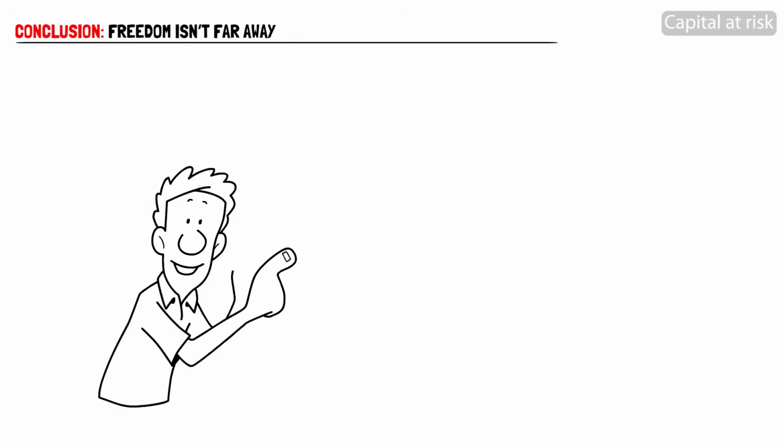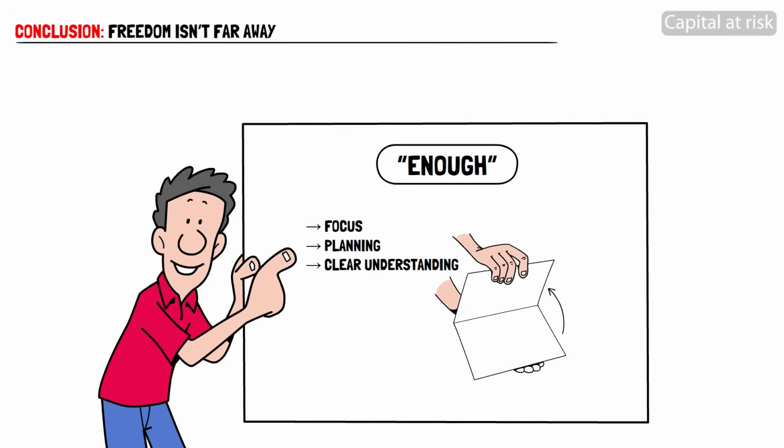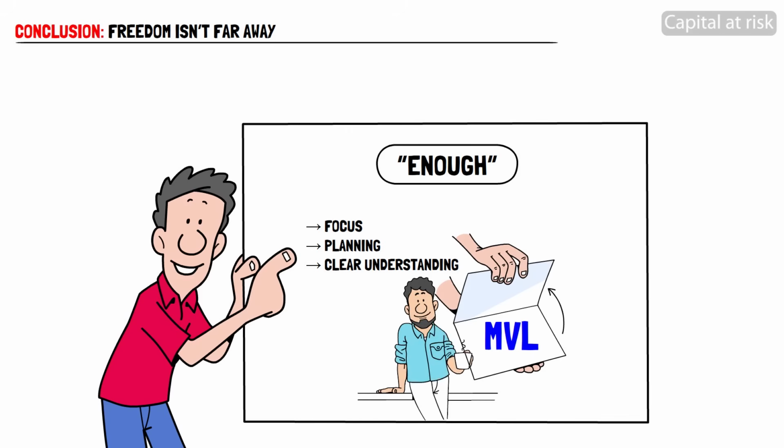Conclusion: freedom isn't far away. Living off dividends doesn't necessarily require you to be a millionaire. It requires focus, planning, and a clear understanding of what enough looks like for you. The minimum viable lifestyle gives you that target. Dividends provide the fuel, and with time, consistency, and discipline, the two can come together to create a life of optionality, stability, and peace. Grow your base, track your MVL, let your metronome tick, and step into a life that pays you back, month after month, freedom after freedom. Build a portfolio that pays your bills.